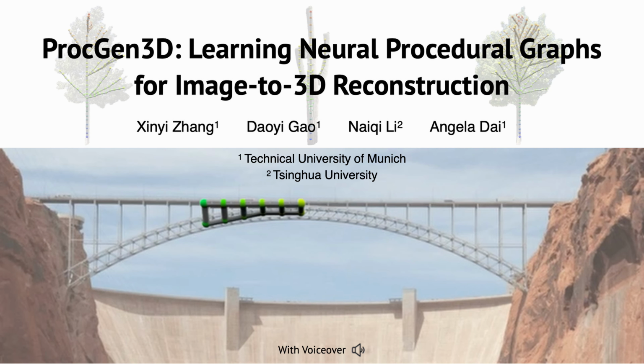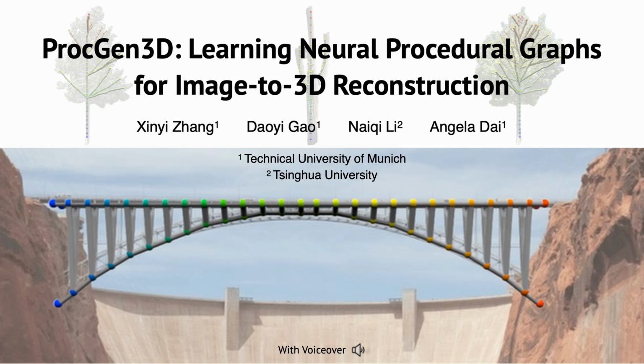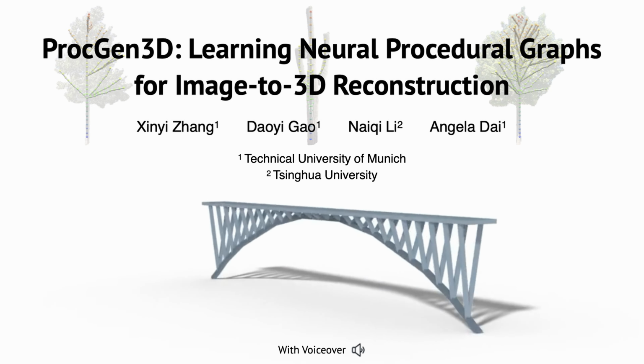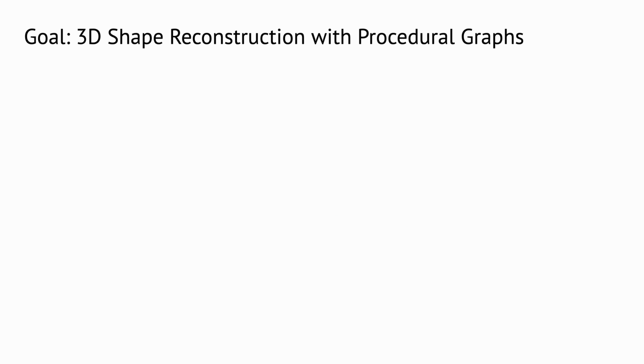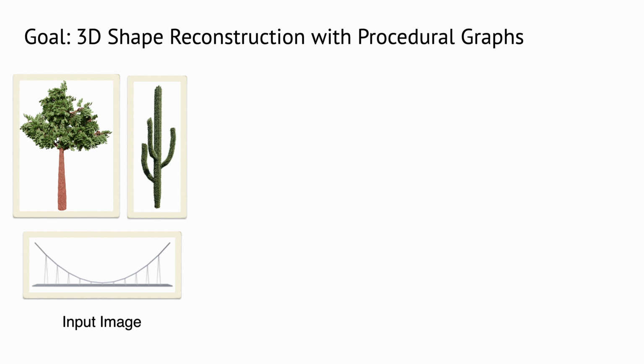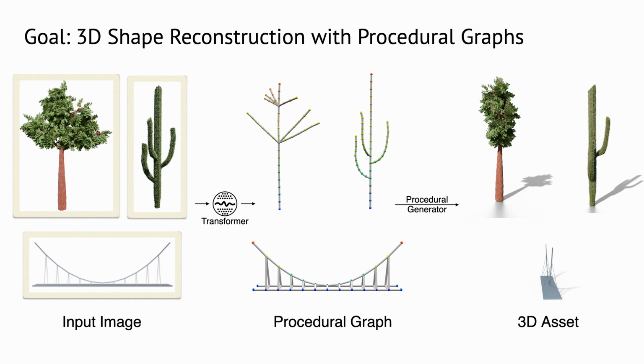We present ProcGen3D, which reconstructs 3D objects from RGB images by synthesizing compact procedural graph abstractions, enabling generation of high-fidelity 3D assets. ProcGen3D enables high-fidelity image-to-3D reconstruction across diverse categories of procedurally generated objects by developing a sequentialized graph-based representation. Using an autoregressive transformer, we predict a procedural graph from an input image, which is then decoded by a procedural generator into a high-fidelity 3D asset.